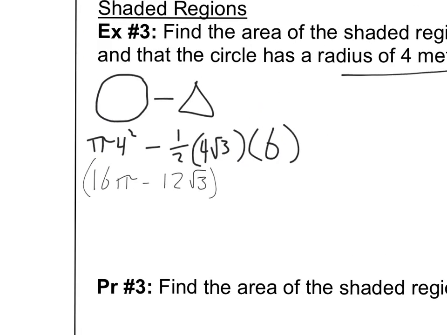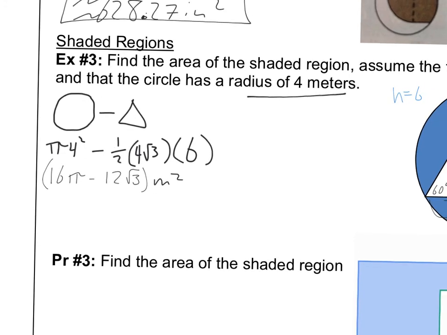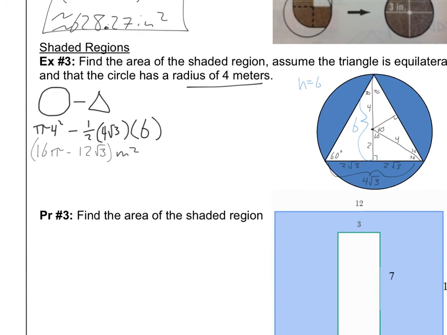And then we do have units in this problem. It was meters, so I could just say meters squared, and that's an acceptable answer. That's an exact answer. But if they wanted an approximate answer in decimal form, we could do that as well. So I'm going to do that. I just plugged that in my calculator, 16 pi minus 12 times the square root of 3. And we get that it is 29.48. And that would be, again, meters squared.